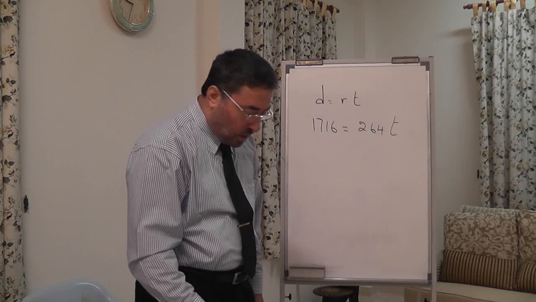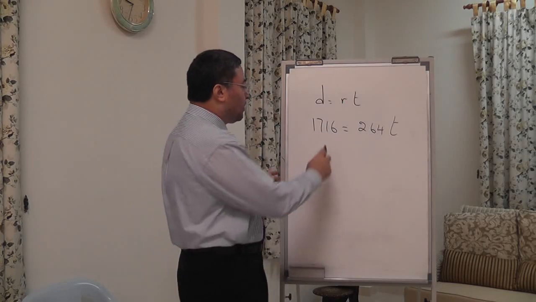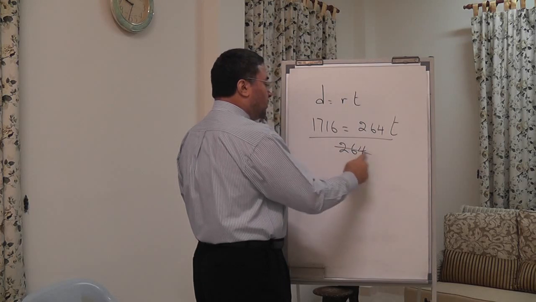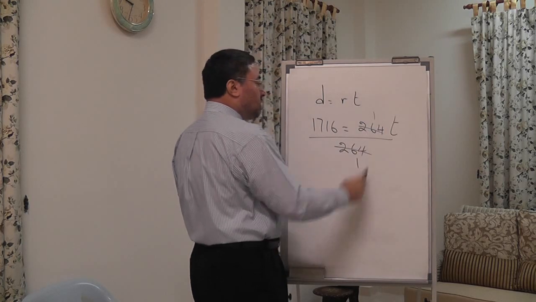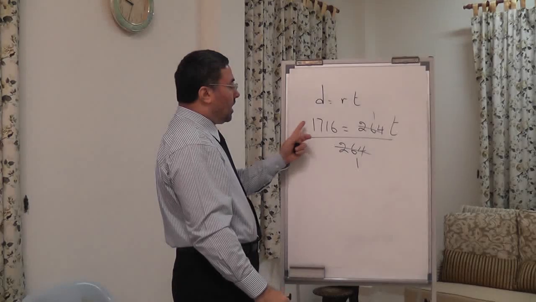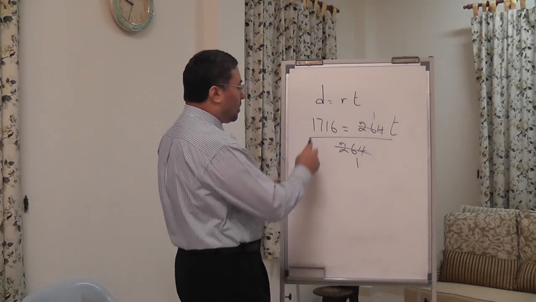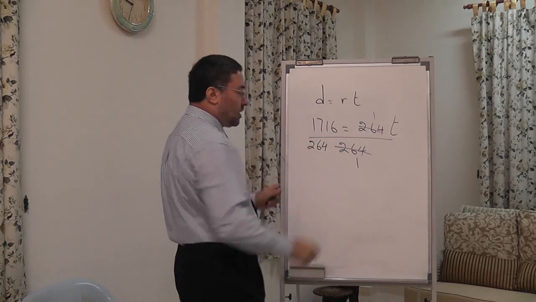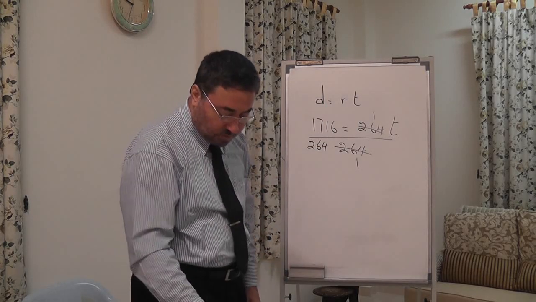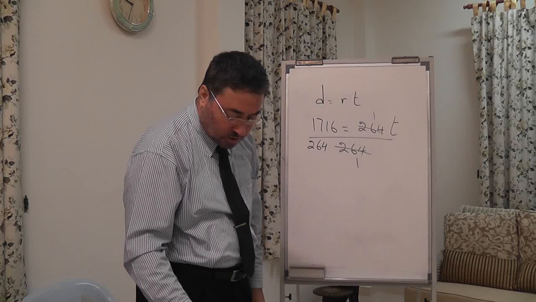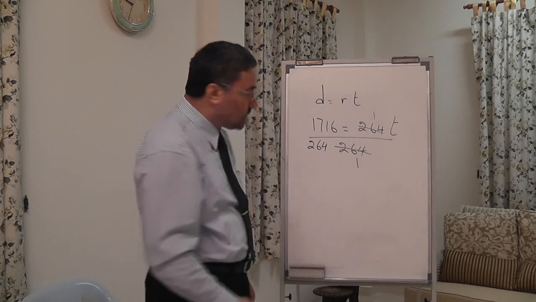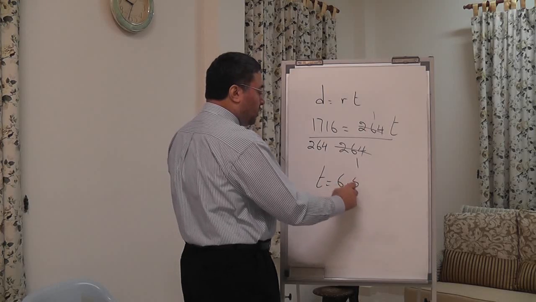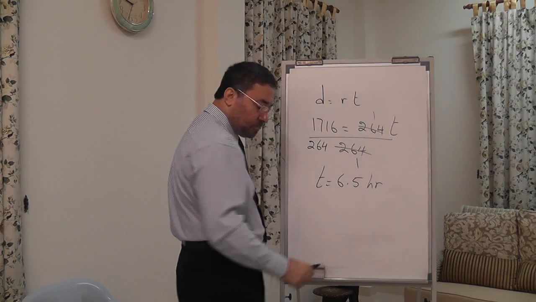Again, we simply divide everything by 264. The 264 cancels with the 264, so we get the value of 1t, and again we divide 1716 by 264, and we get the time. So 1716 divided by 264, and that's 6.5 hours. So t is equal to 6.5 hours.